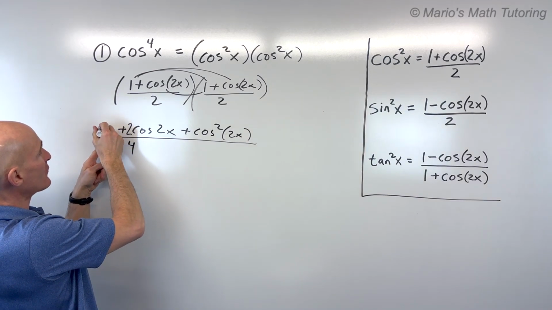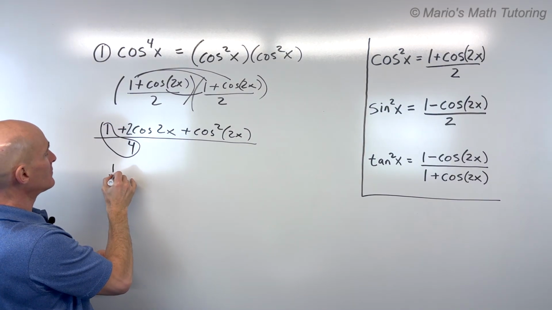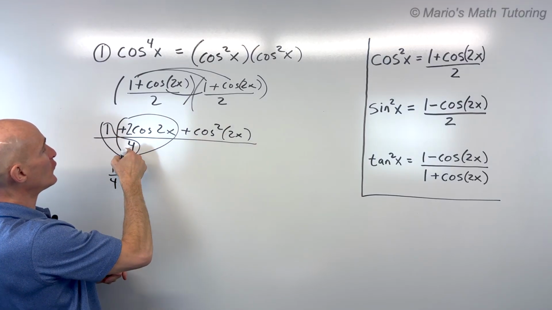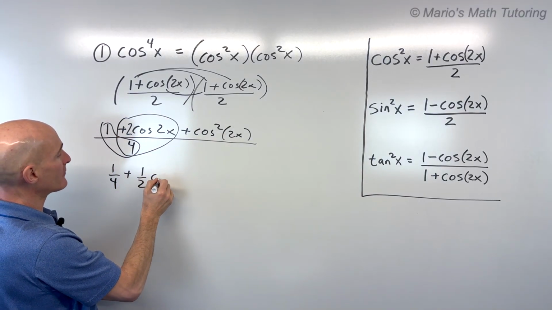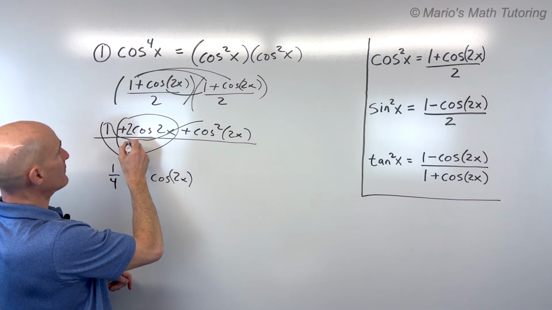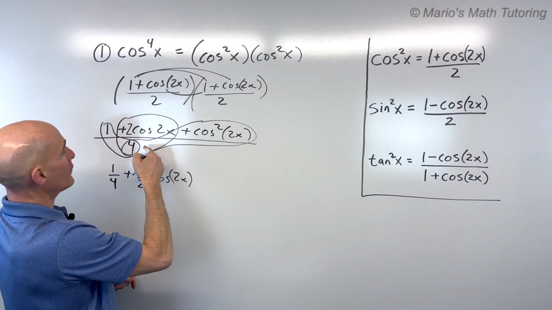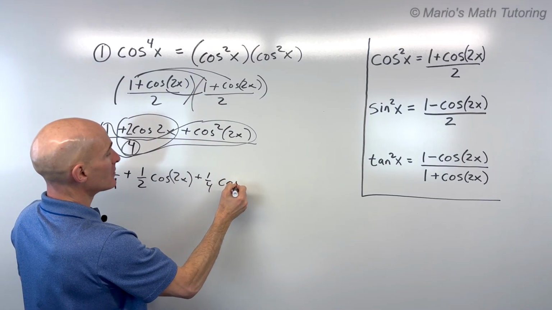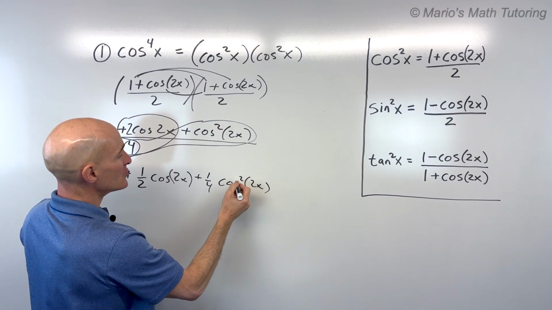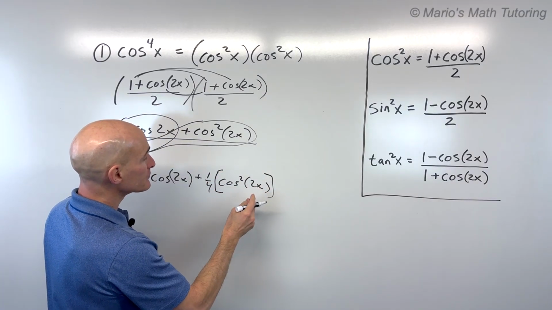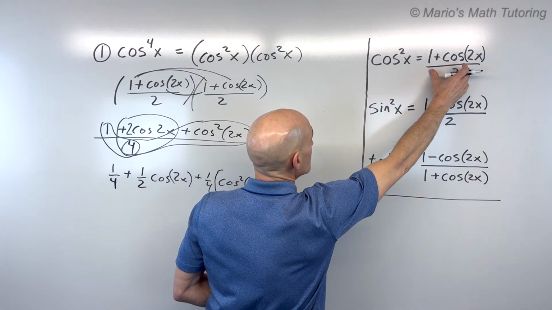You can think of this as a fraction, like this is 1/4 plus, this is going to be like 2/4, which reduces to 1/2 cosine of 2x. And then over here we have 1/4 cosine squared of 2x. Okay, now this is the quantity that we're going to work with right here, that we're going to replace it with this quantity here.